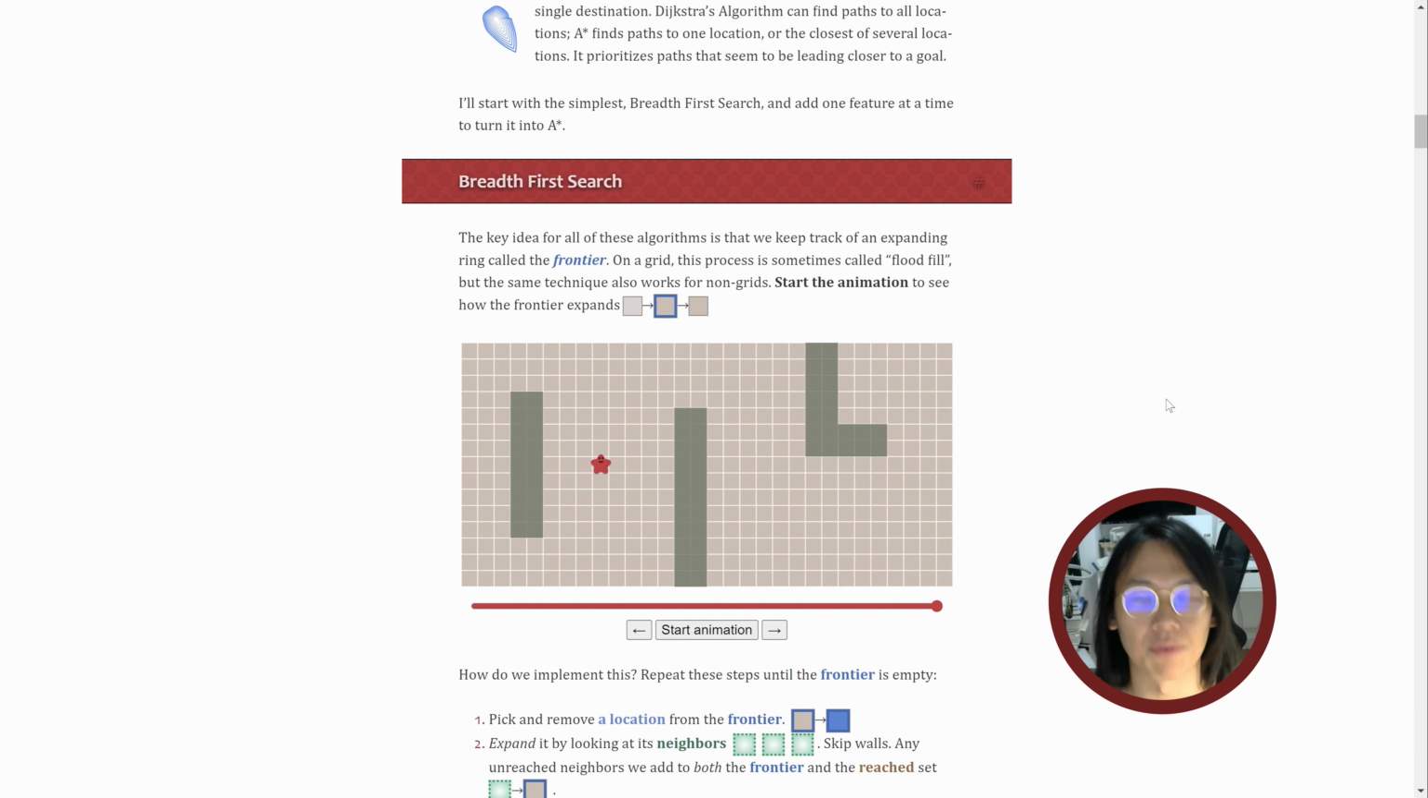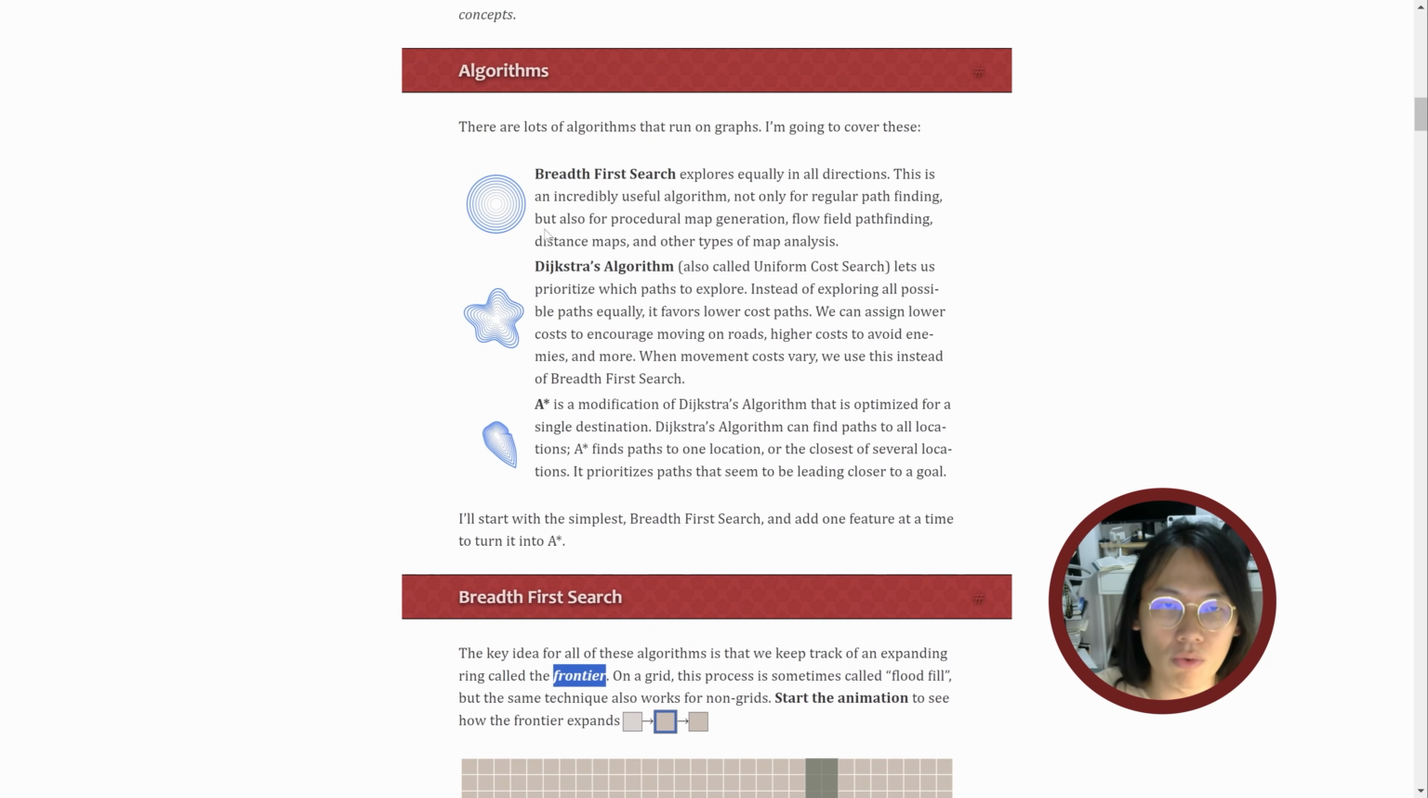Why is the flood fill so important? Because the flood fill is expanded by what is called the frontier. Normally we use a queue or priority queue to select and push the candidates into the frontier. The reason behind that is that all these three algorithms are just a matter of how the frontier is calculated or how the frontier is expanded.